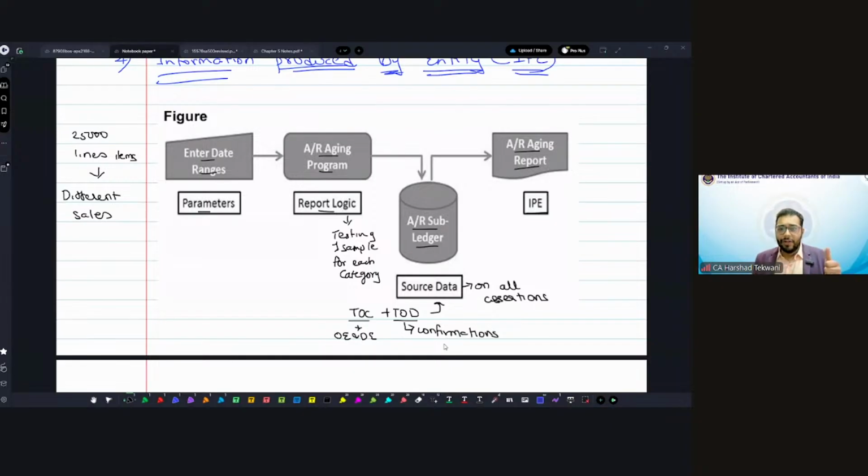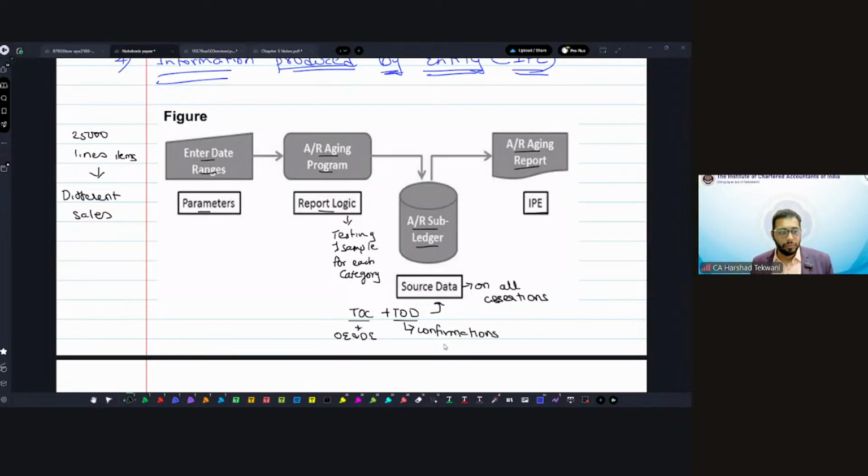So if I have the comfort on the source data by performing these procedures, if I have tested one sample for each category to validate the logic, now there is one more issue. The issue is testing time. When I'm testing one sample, let's say if you are auditing periodically, quarterly, if I have tested one sample in a particular quarter, can I carry forward that comfort in the subsequent quarters?